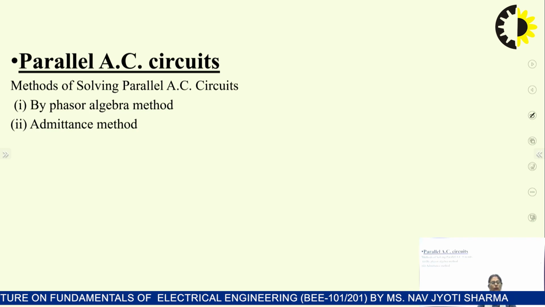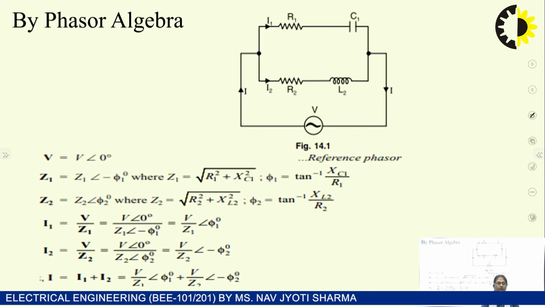Now continuing on with the parallel AC circuits. For solving parallel AC circuits, they can be solved using two methods. One is the phasor algebra method, another one is the admittance method. For the phasor algebra method, say I am having a parallel circuit where an R and C are connected in series and this combination is in parallel with R and L, supplied with a common voltage V.